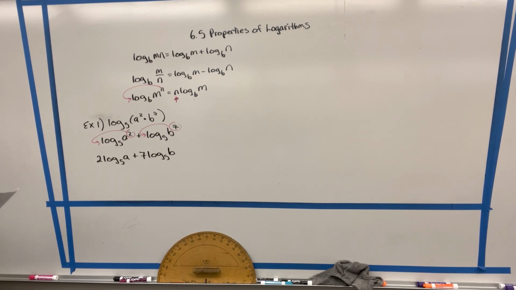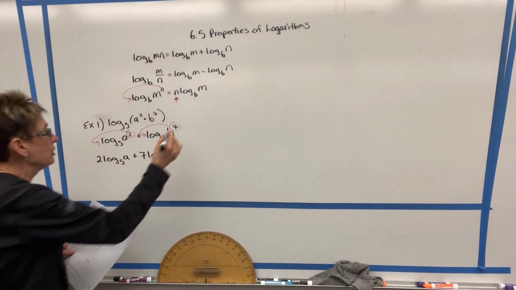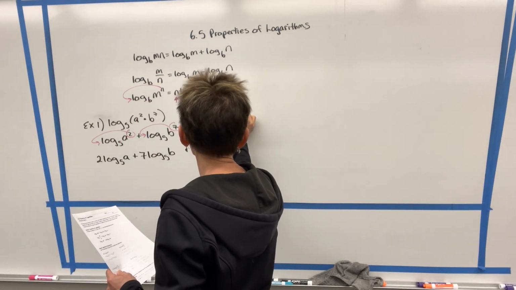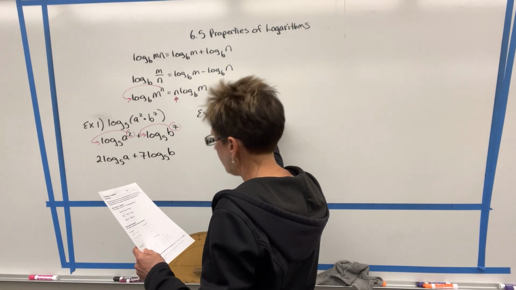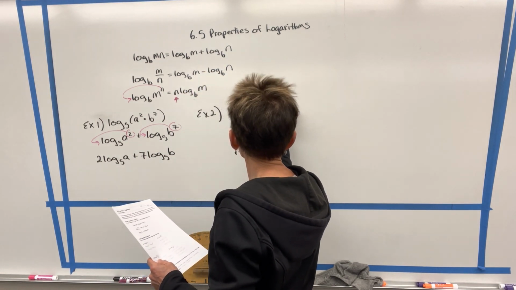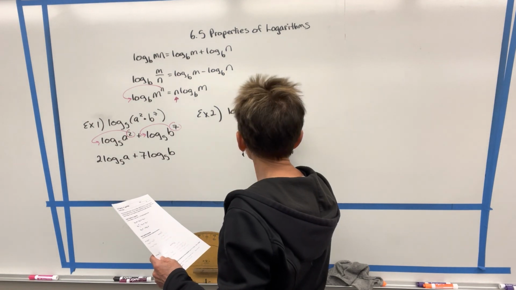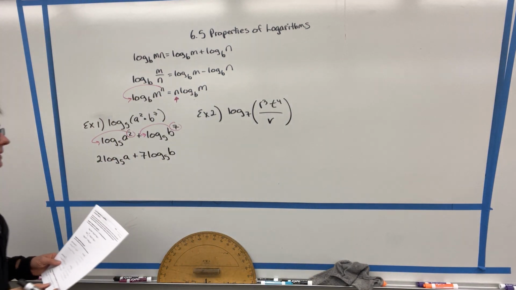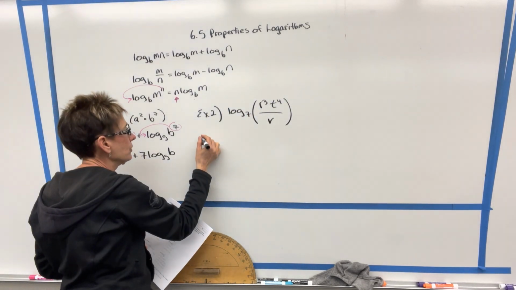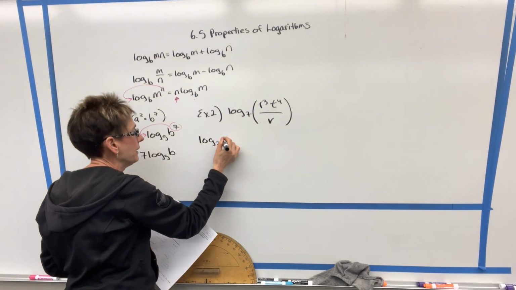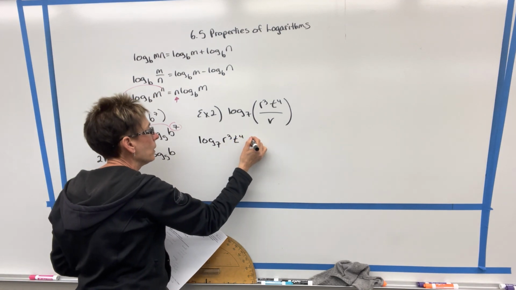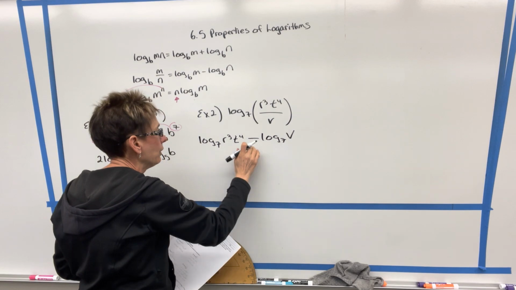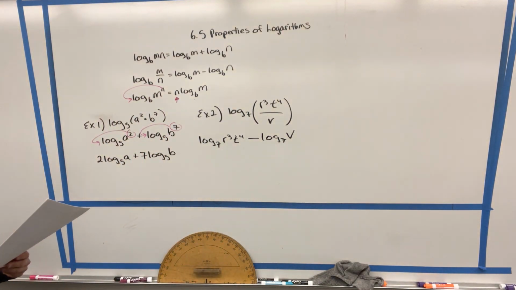Now, let's go ahead and take a look at example number 2. So example number 2 is we're taking log base 7 of r cubed t to the 4th all over v. I like to see this as a quotient first. So I would take log base 7 of r cubed t to the 4 minus log base 7 of v, because I can see I have a quotient, so I need to take a difference of the logs.